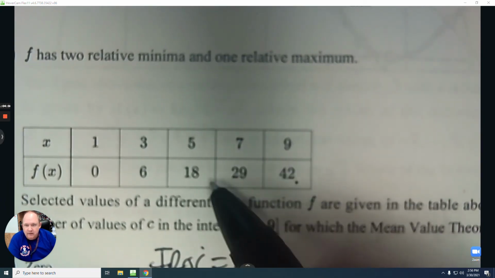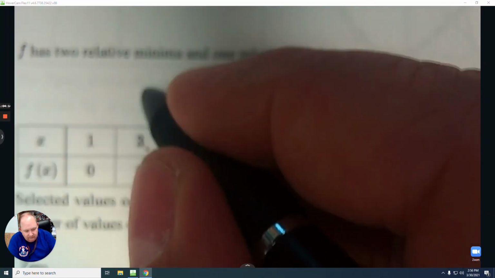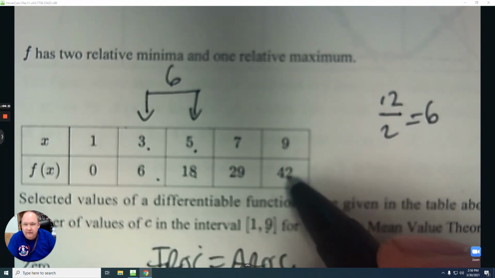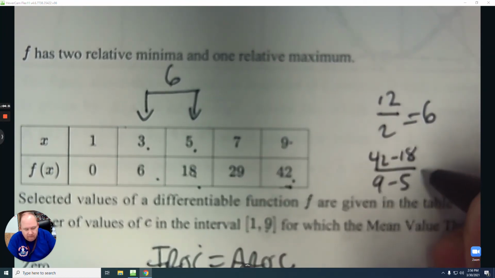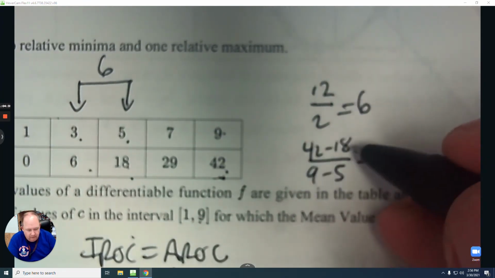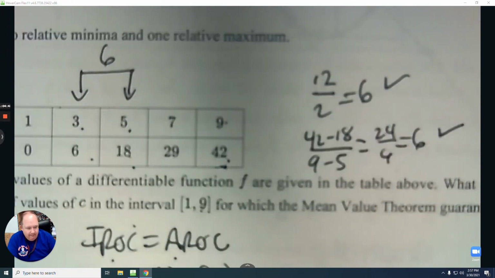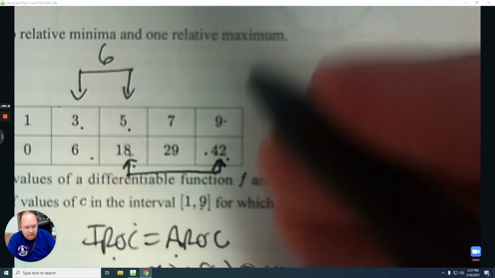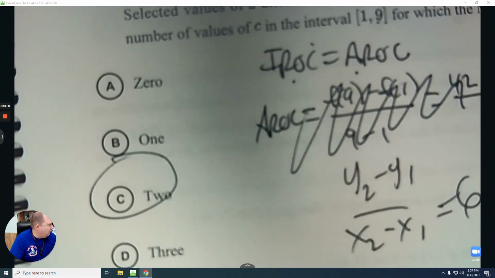So if I look here, if I go 18 take away 6, that's 12, and 5 take away 3, that's 2. That is the slope of 6, and that works. Where else could that happen? So if I go 42 take away 18, and 9 take away 5, I'm looking for a slope that gives me the answer 6. So 42 take away 18, that's 24 divided by 4. So those are the two places in the table of values. From here to here, the slope is 6. And from here to here, the slope is 6. Those are the two places that are possible. So the answer to 53 is 2. Those are the two spots where you can get the answer 6.